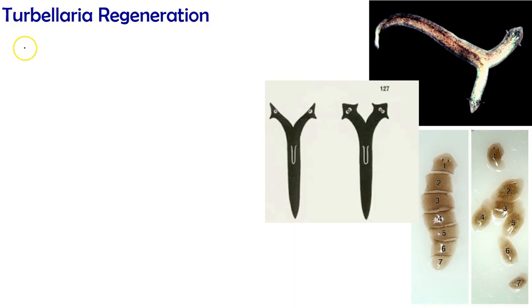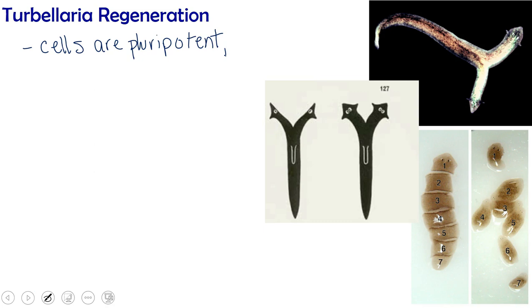Another interesting thing with these turbellarians is their ability to regenerate lost tissues. Right? So turbellarian cells are what we call pluripotent, meaning that they can have many different fates within the body, kind of like some stem cells, and they can undifferentiate or lose their current structure and function and become new types of cells or new tissues.